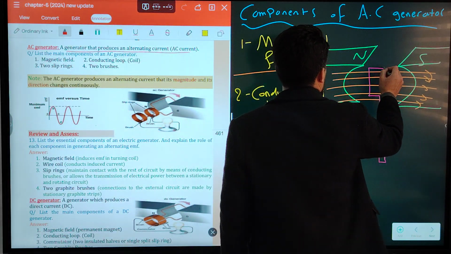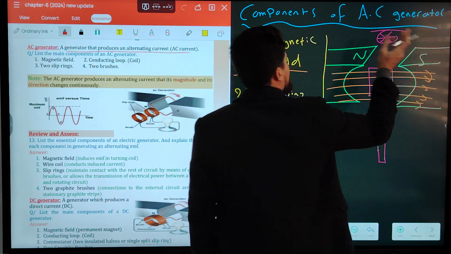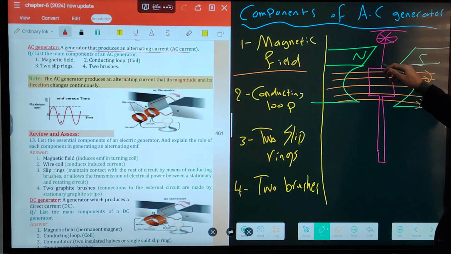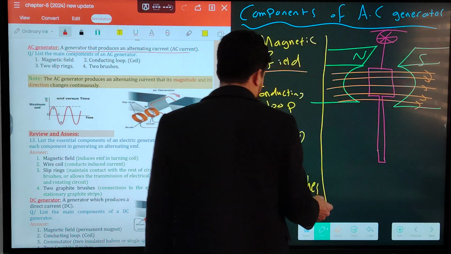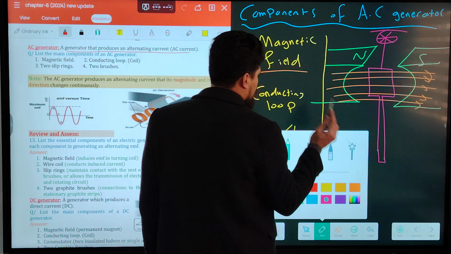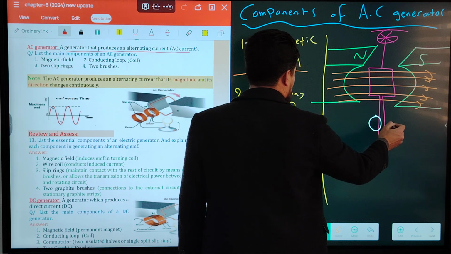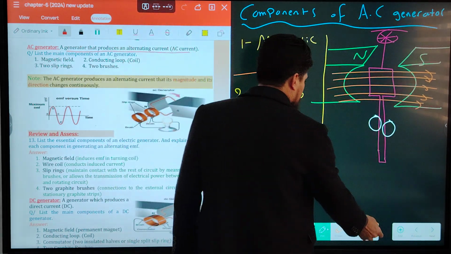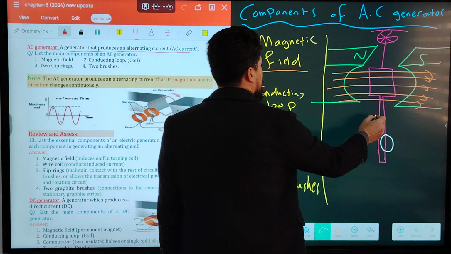This conducting loop must be fixed to a shaft, and this shaft will be rotated by a source like falling water, steam, or any other source. The coil must rotate in order to induce current in it. And we have two slip rings. How many slip rings do we have? Two. Guys, be careful. The first slip ring and the second slip ring.